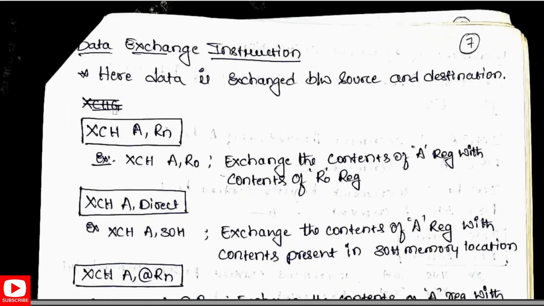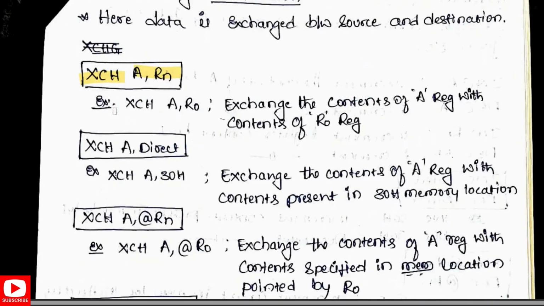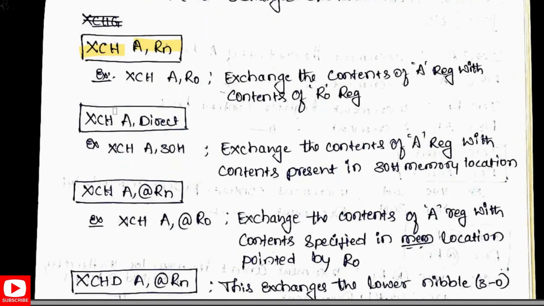Next is the data exchange instruction. Here the data is exchanged between the source and the destination. For this we use the word XCH, exchange, A comma Rn. The contents of the A register and the contents of the R0 register will get exchanged in the register mode. Next, XCH A comma direct, that is XCH A, 30H. The content present in A will get exchanged with the memory location 30H.